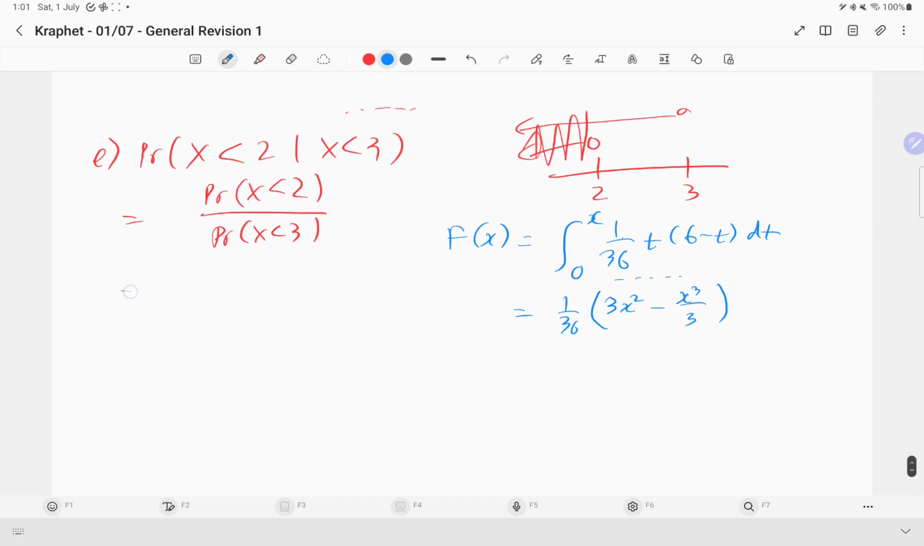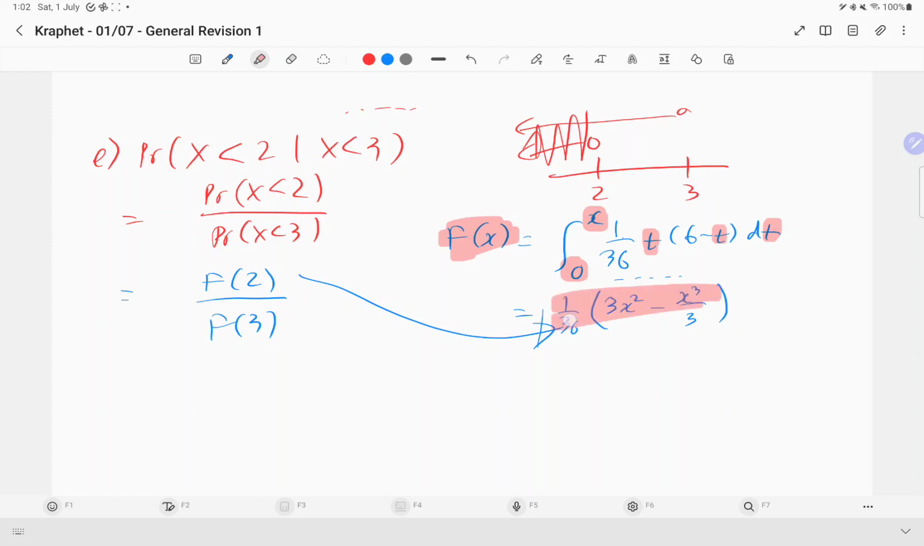You can calculate this, which is essentially the same as big F of 2 over big F of 3. You sub 2 into this big F equation, and then you work it out. Remember the big F is the area from the left all the way to a certain value x. We use t instead of x so that we can sub x in and get the answer. Once you've got the big F notation, you can sub the values in, and then it will be a lot easier to work out the extra stuff for question E and F.